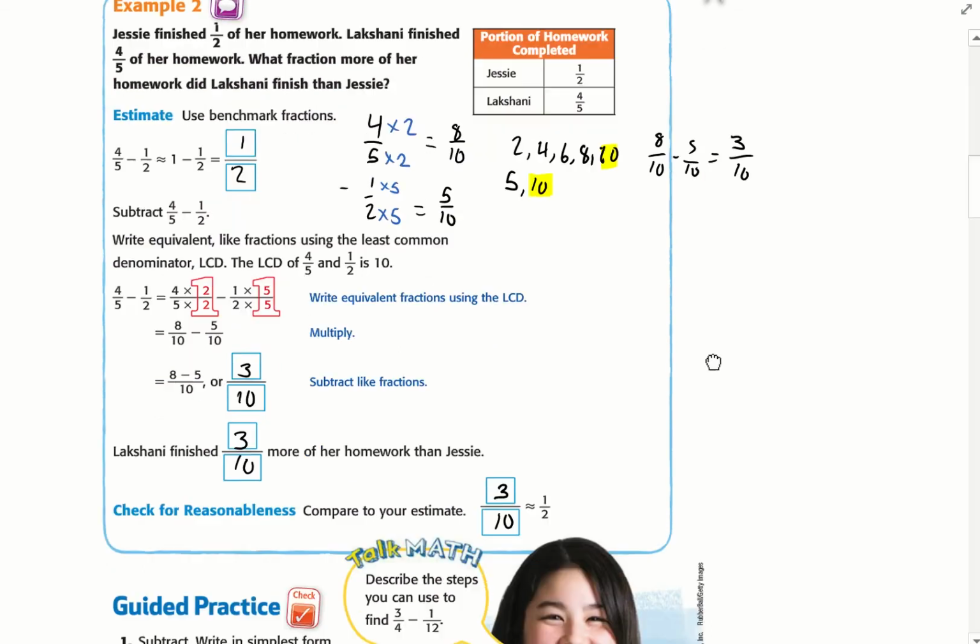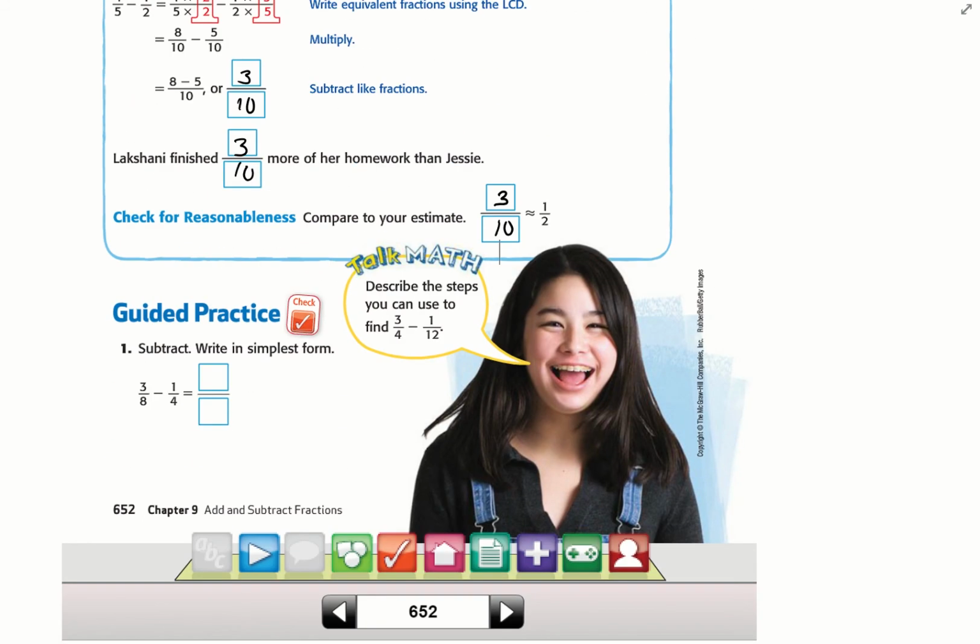I believe that should be the notes. So go ahead and try the guided practice. Pause the video. So here's my answer. I get 1/8, because I had 3/8 minus 2/8 equals 1/8. And my 2/8, I got that from 1/4, because if I multiply them both by 2, I get 2/8, and now my denominators are the same.